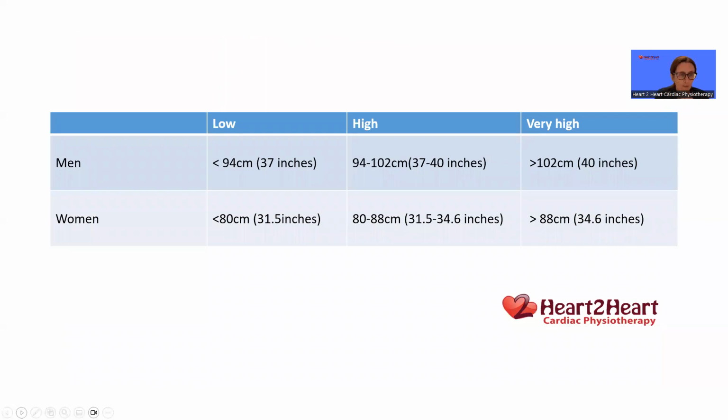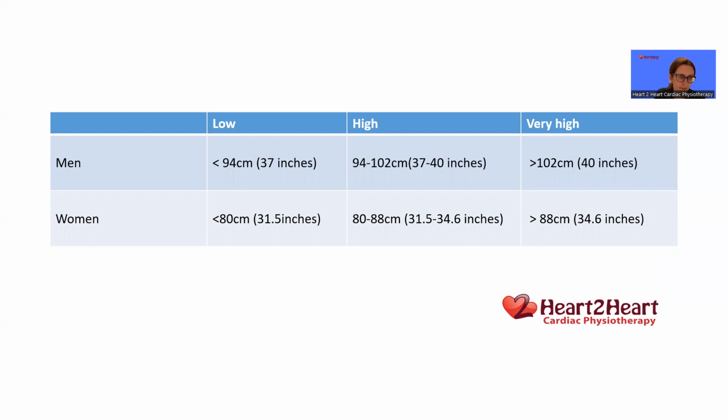So when we look at the normal measures, these are the target levels for both males and females, so men and women. So we look at really a measurement of 37 inches would be the target for men, and 31.5 inches for women. So just to bear that in mind, and then we look at the high and the very high measures here. You'll see those quite clearly here on the diagram. So do consider having a look at that. It's a nice, easy measure for you to look at.